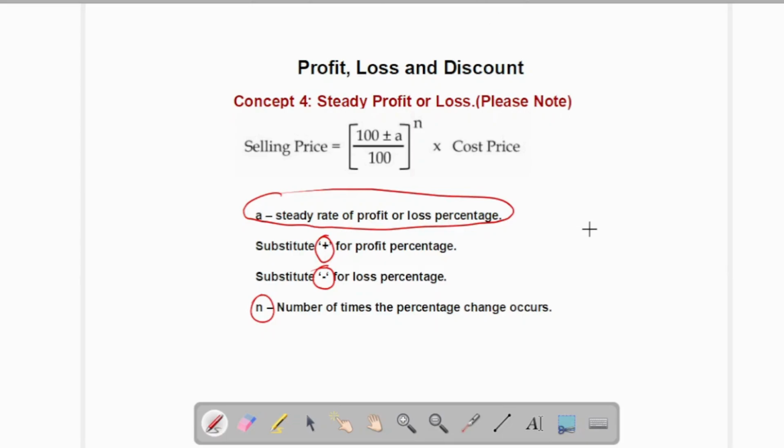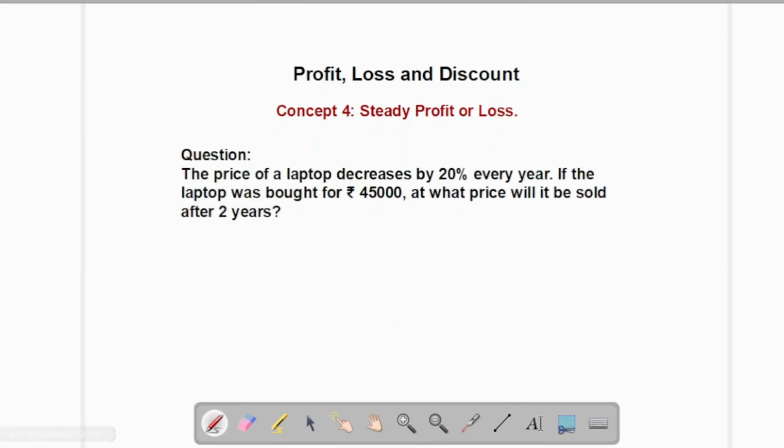Hope you are writing down all these formulas which I am showing on the screen. So we'll go back to the application of this formula. Now the price of a laptop decreases by 20% every year. If the laptop was bought at 45,000, at what price will it be sold after 2 years?